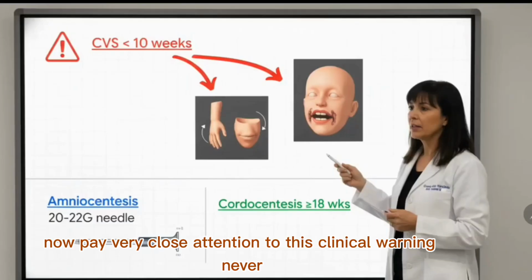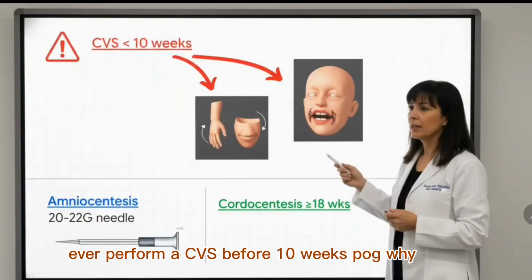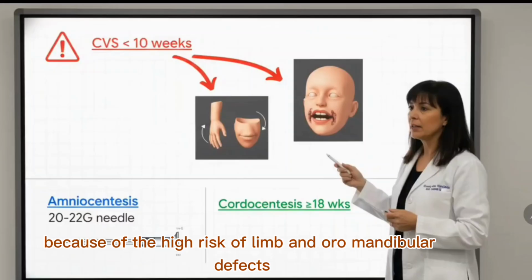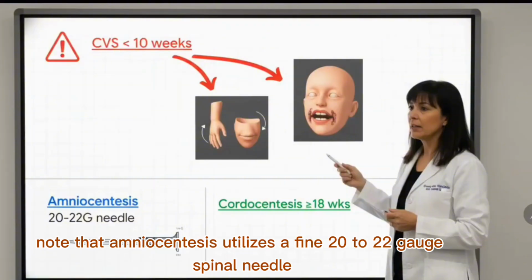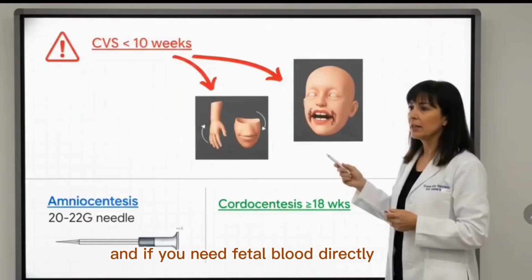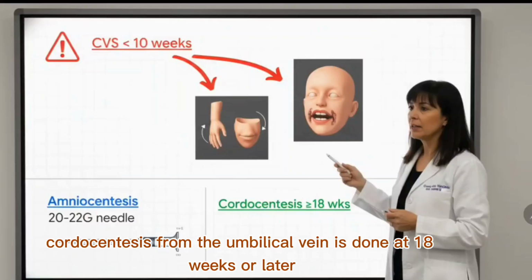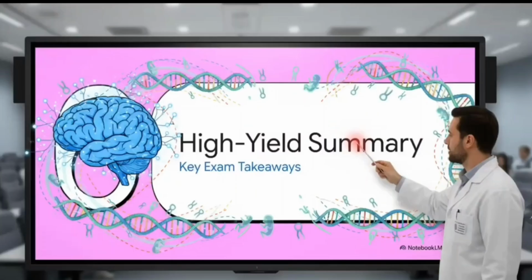Now pay very close attention to this clinical warning. Never, ever perform a CVS before 10 weeks POG. Why? Because of the high risk of limb and oromandibular defects. Examiners love to test this fact. Also, note that amniocentesis utilizes a fine 20 to 22 gauge spinal needle. And if you need fetal blood directly, cordocentesis from the umbilical vein is done at 18 weeks or later.